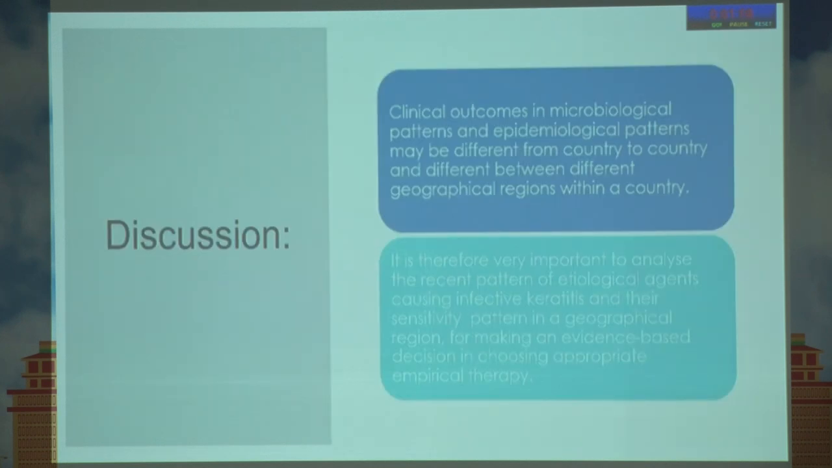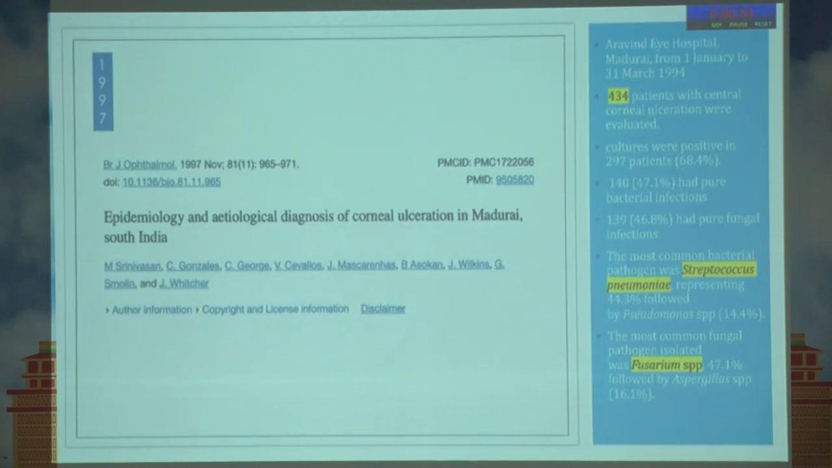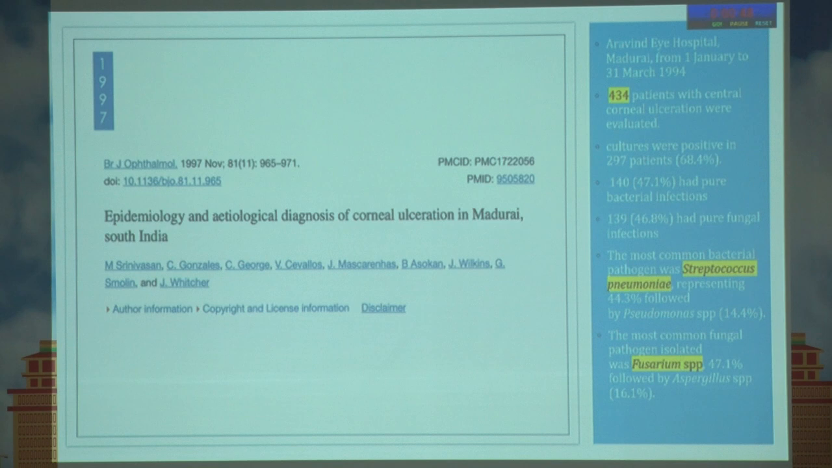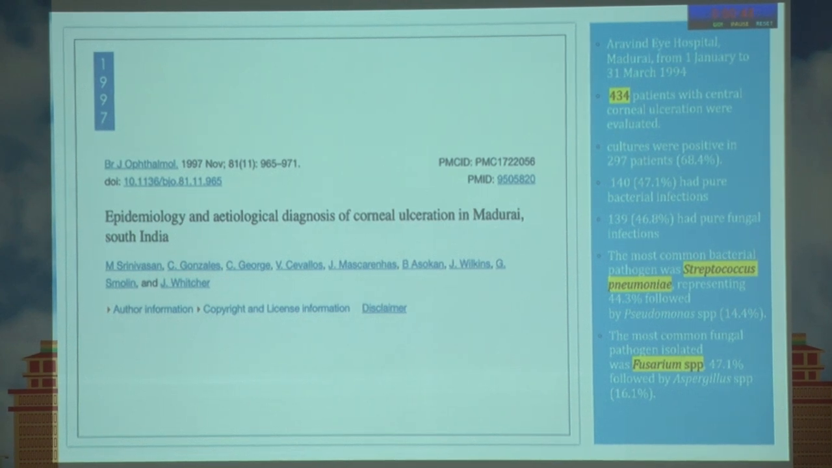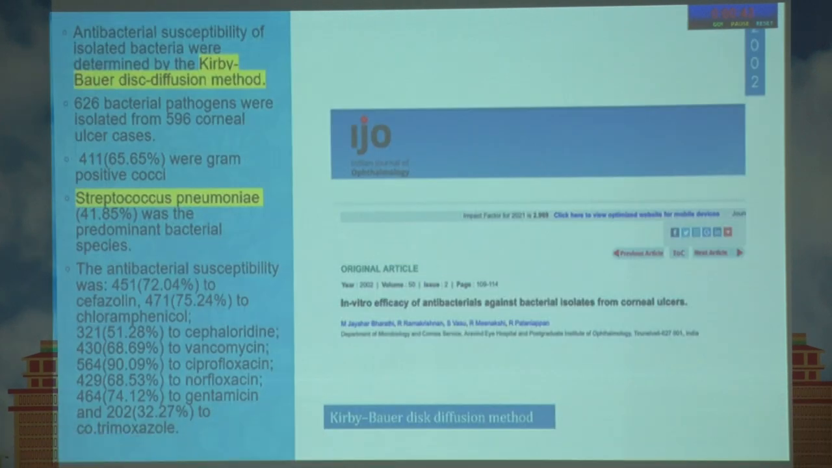In the discussion, clinical outcomes, microbiological patterns and epidemiological patterns may be different from country to country, and may be different in different regions of our country itself. So analysis of patterns in a particular area is important for making decisions for empirical therapy. There are many papers regarding the geographical documentation of ulcer patients. Madurai also documented Streptococcus as the main organism.